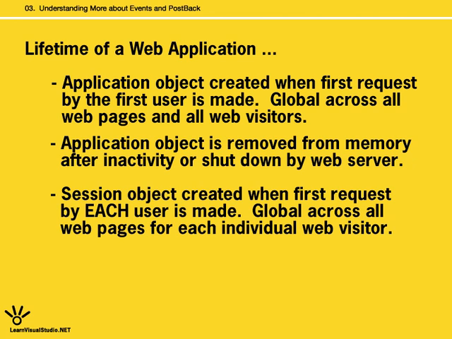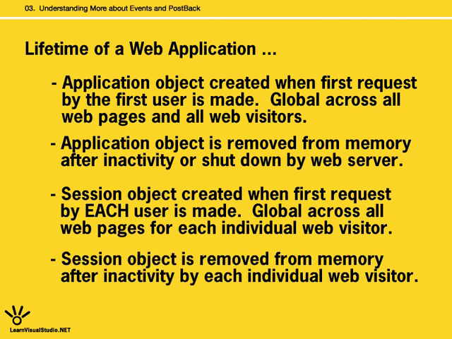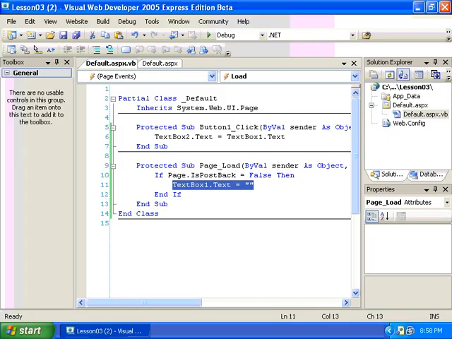So after a long period of inactivity, let's say 20 minutes or so, the session object is destroyed from the web server's computer memory. The reason it's destroyed is that it can't simply keep around all of these objects for every user, or else it would use up all the memory within the computer. We're going to revisit the application and session objects several times throughout this series of lessons.